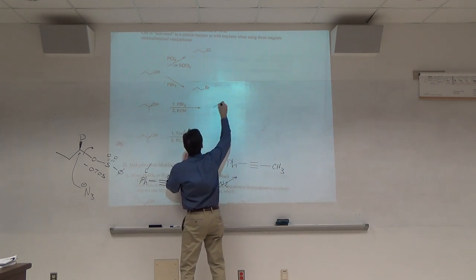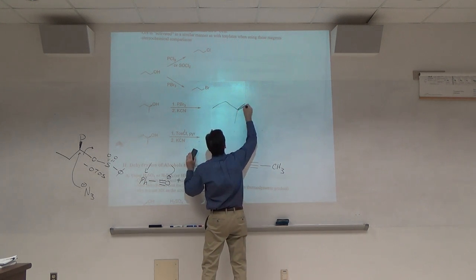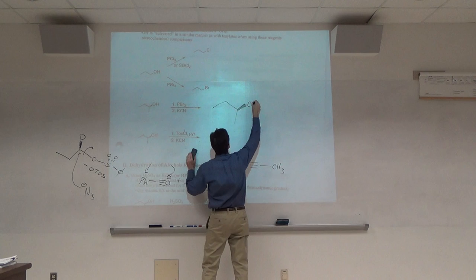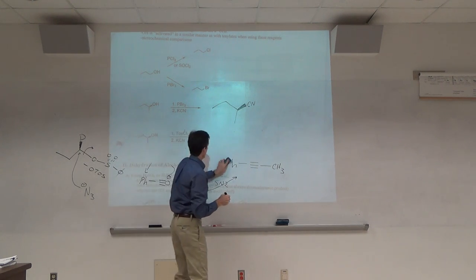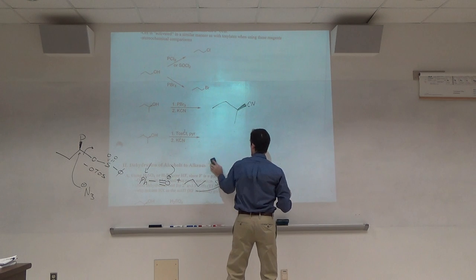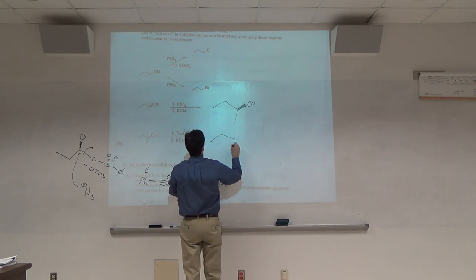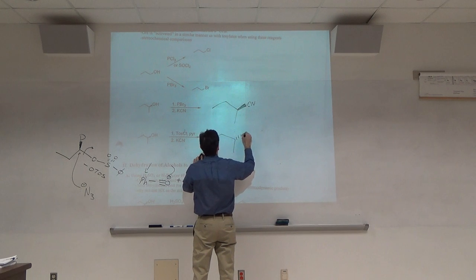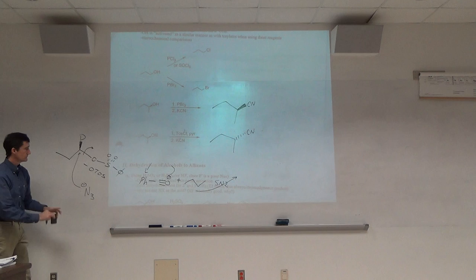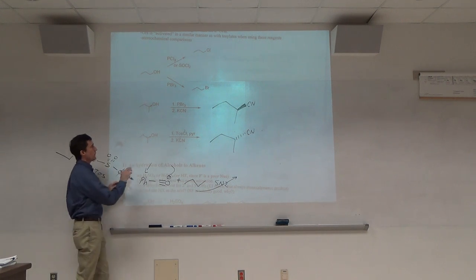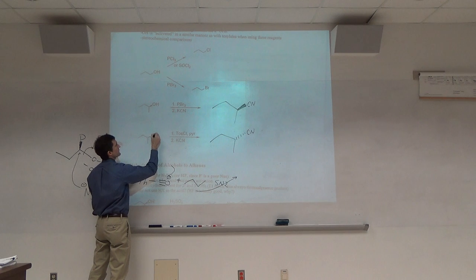This one was bold, with a C in? What's this product going to be? Going to be dashed. What does hydrochloride pyridine do to this? Converts it to the tosylate.